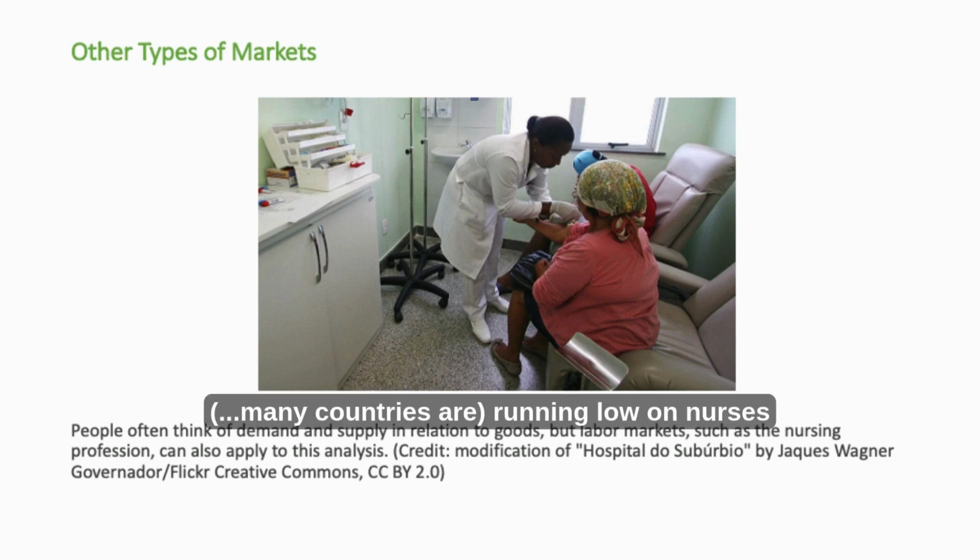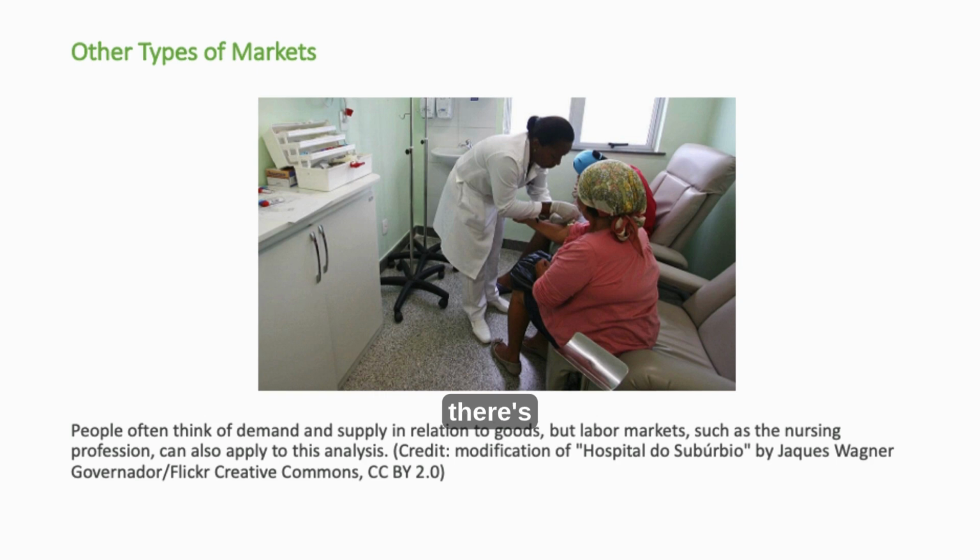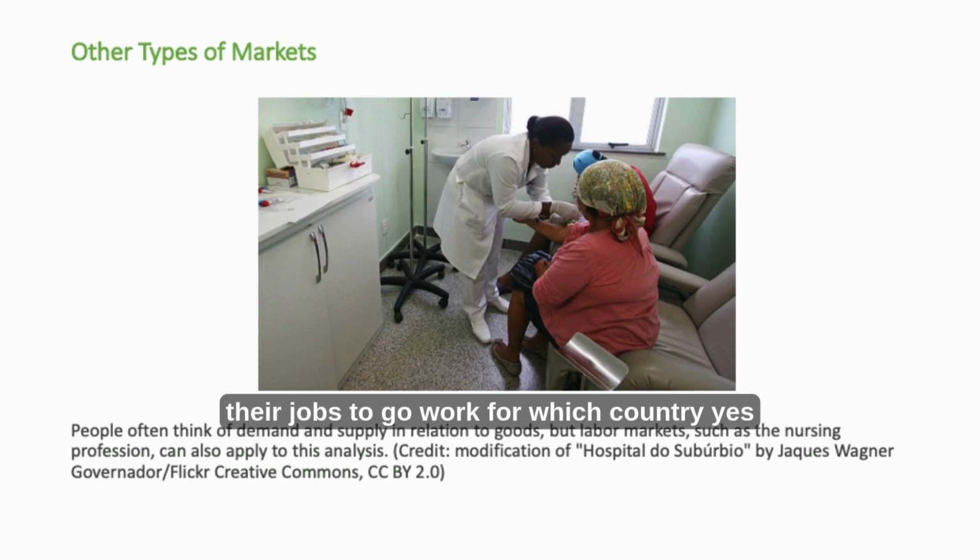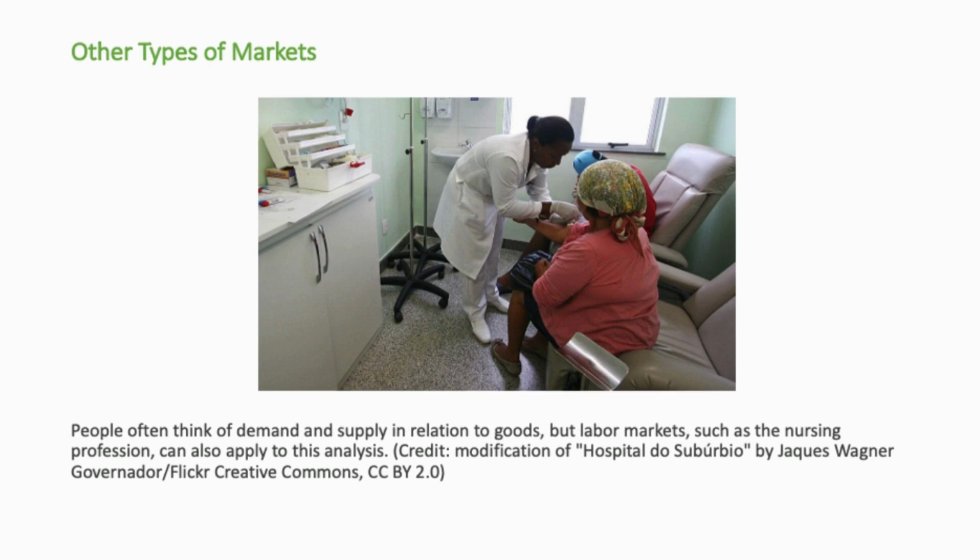Running low on nurses, Taiwan. There's a lot of nurses quitting their jobs to go work for which country, guess? A lot of the nurses who can speak good English are actually going to where? To the US. Because if you work as a nurse, you get paid really well in the US. The average salary for nurses is $100,000 US.